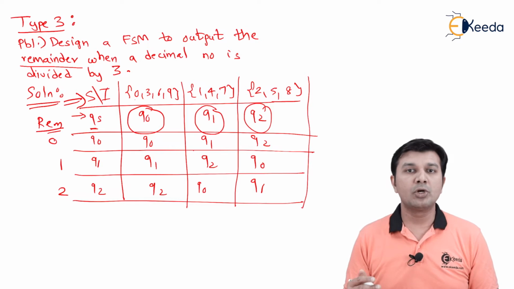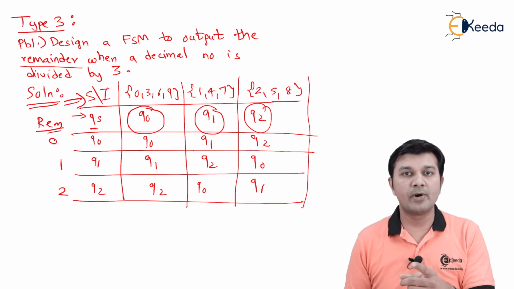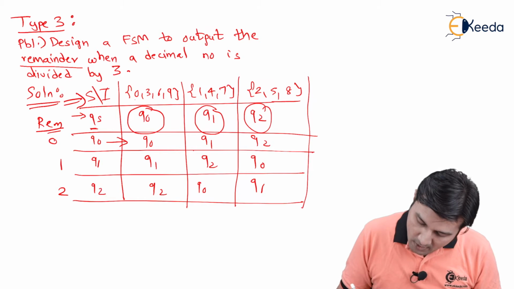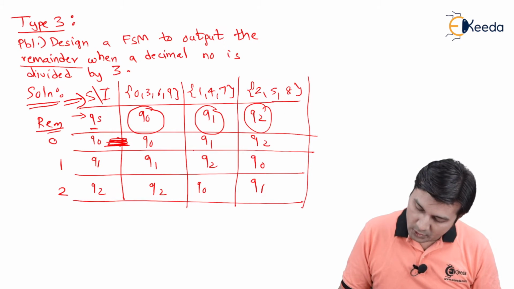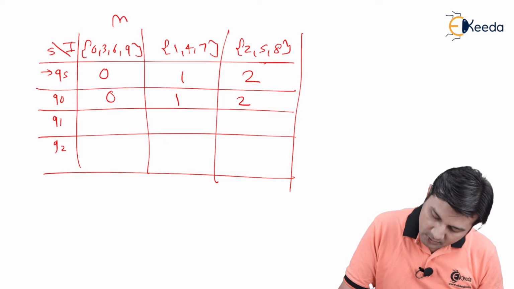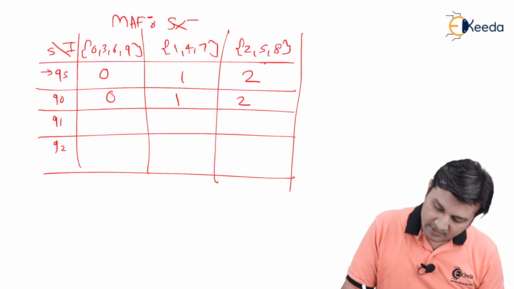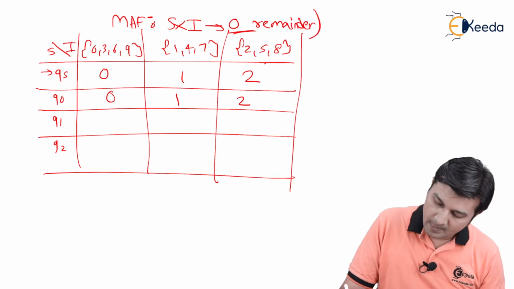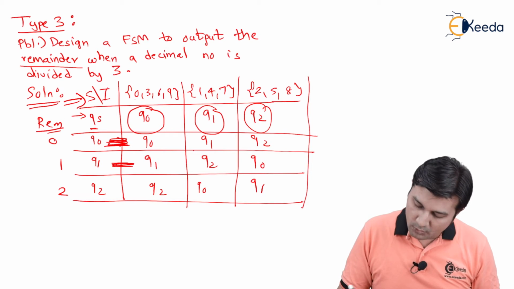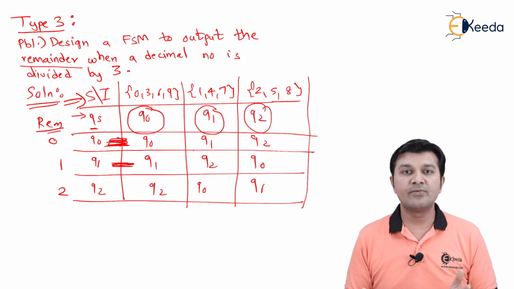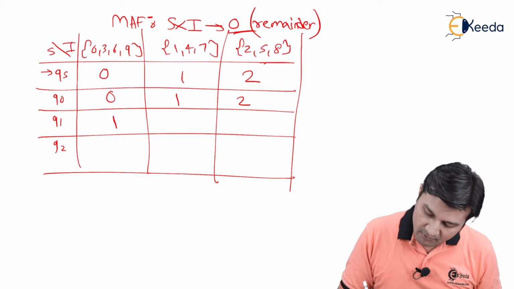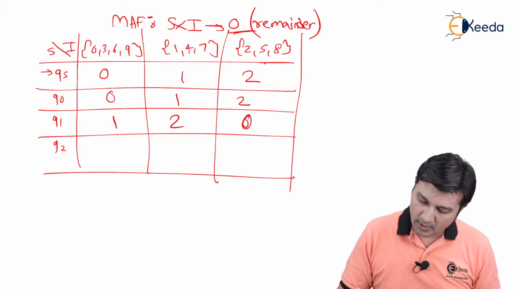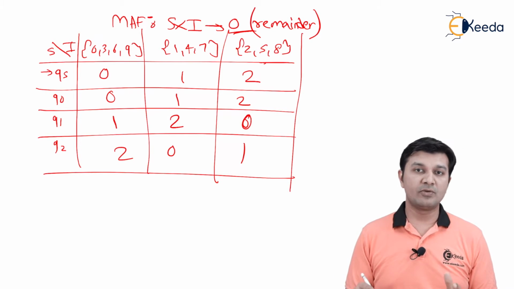Going ahead, I have Q0, Q1, Q2. Everywhere I get Q0, I'll write the remainder as 0. For Q1, the remainder will be 1. For Q2, the remainder will be 2. So let's replicate the same in the machine function. For this row, I have Q0, Q1, Q2, so the remainders will be 0, 1 and 2 respectively. The machine function says, given a state and an input, what is the output? And in this case, the output is nothing but the remainder. Similarly, for the Q1 state row, I have Q1, Q2, Q0, so the remainders will be 1, 2 and 0 respectively. Lastly, for the Q2 state row, I have 2, 0, 1 as the remainder. So that completes my machine function.